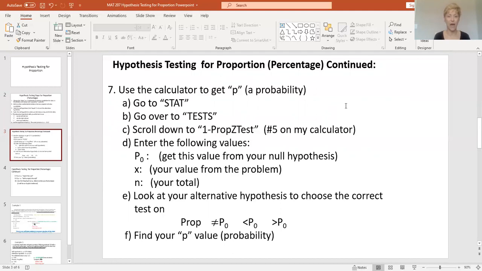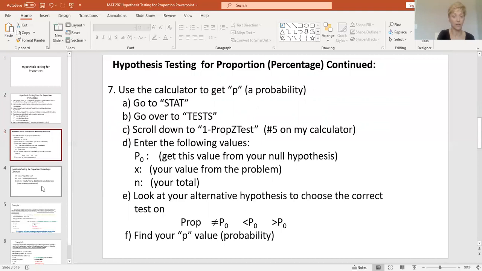If your alternative hypothesis has less than, then you go down and highlight this less than. If your null hypothesis has equals and your alternative has not equal, you highlight not equal. So you look at that alternative hypothesis, and then you choose the one here that matches, all right? And then you enter all that into your calculator and find your p-value, okay?